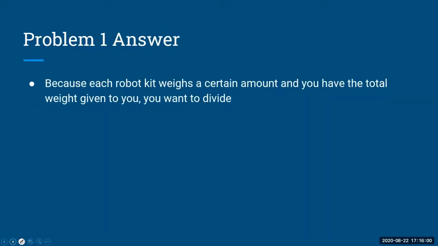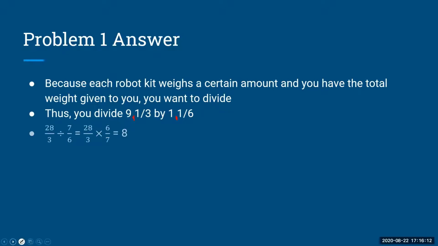Because each robot kit weighs a certain amount and you have a total weight given to you, you want to divide 9 and 1/3 by 1 and 1/6. So you convert them to improper fractions, you divide them, take the reciprocal, multiply. The reciprocal of 7/6 is 6/7, then you multiply. If you cross reduce here, you would get 4 times 2. So it would be 8.